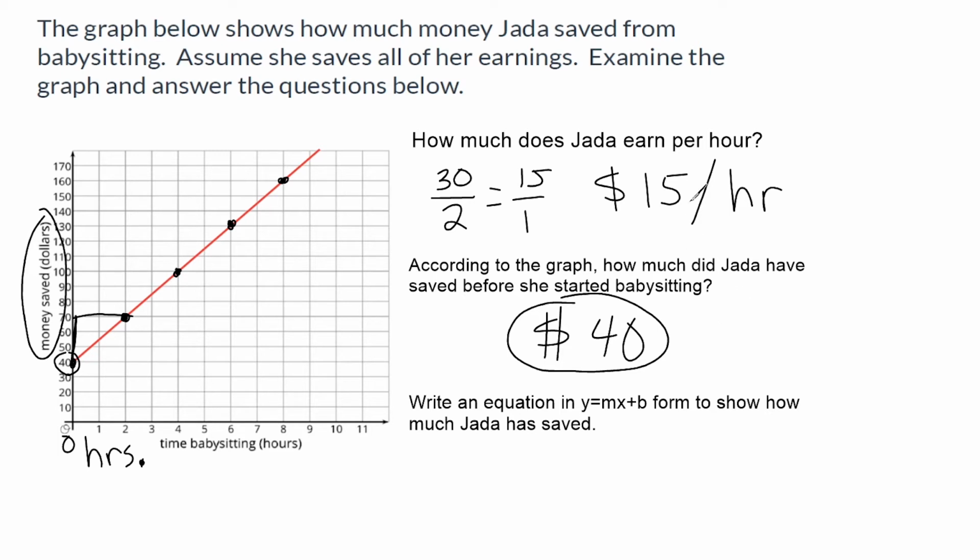Now, what we're going to do is combine the rate that she is earning money per hour and the y-intercept to form our slope-intercept equation in y equals mx plus b form. So we start off by writing y, and then we say it is equal to whatever the slope is. In this case, it is $15. And we have to multiply our slope by x. And at the end, we write our y-intercept. Because our y-intercept is $40 and it is positive, we write plus 40.